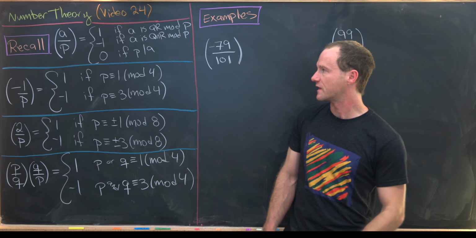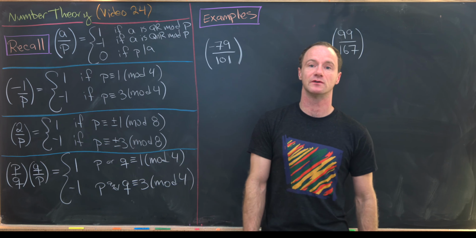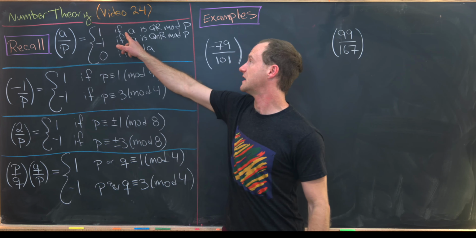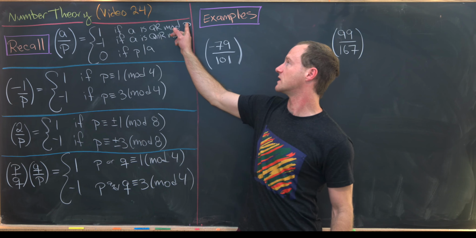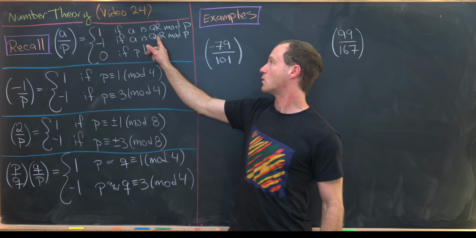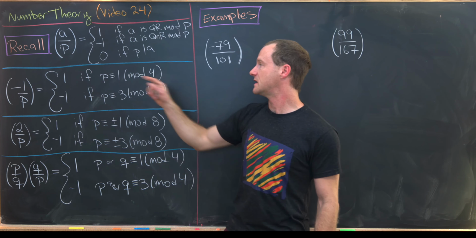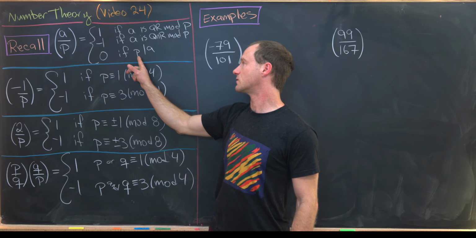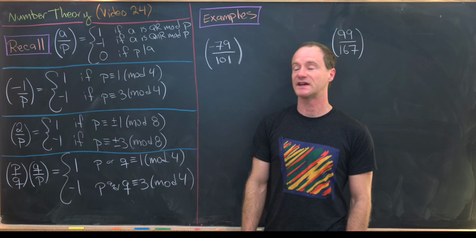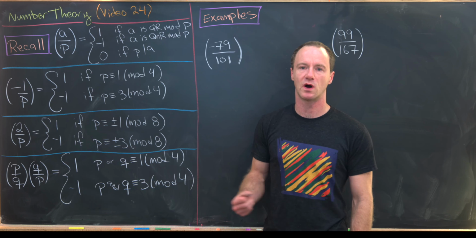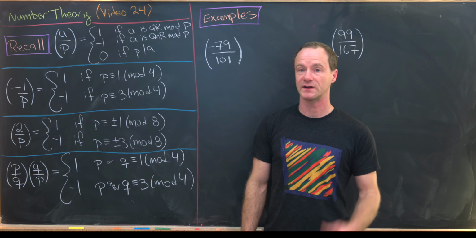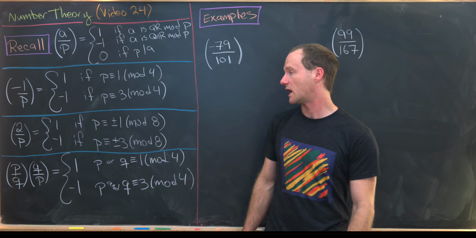So let's just recall the definition of the Legendre symbol first. So A by P is equal to 1 if A is a quadratic residue mod P. It's equal to -1 if A is a quadratic non-residue mod P. And it's equal to 0 if P divides A. So I'll let you guys look up the precise definition of quadratic residue and quadratic non-residue, but it essentially has something to do with being a perfect square mod P or not.